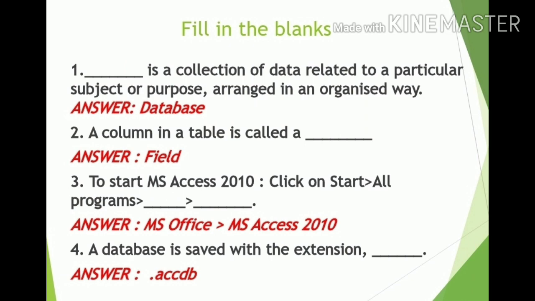Fill in the blanks. Number 1. A dash is a collection of data related to a particular subject or purpose arranged in an organized way. Answer is database. Number 2. A column in a table is called a dash. Answer is field.